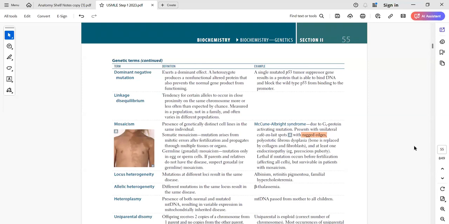Between the exons, there's loci. So there is mutation occurring at different loci, but all of those mutations are causing albinism, or they're causing retinitis pigmentosa, or they're causing familial hypercholesterolemia. So it doesn't matter what the location is, but the disease is the same.